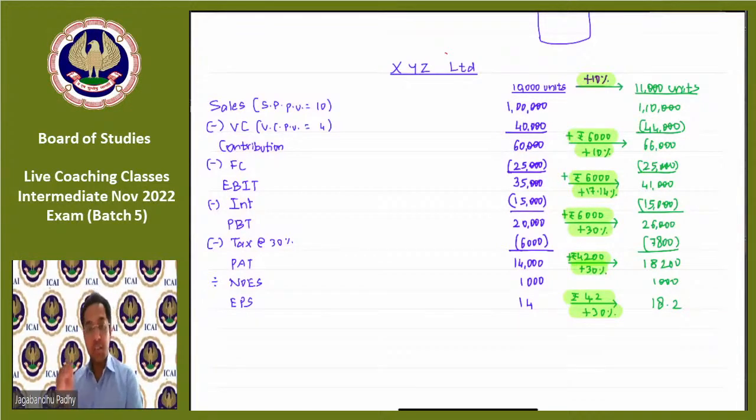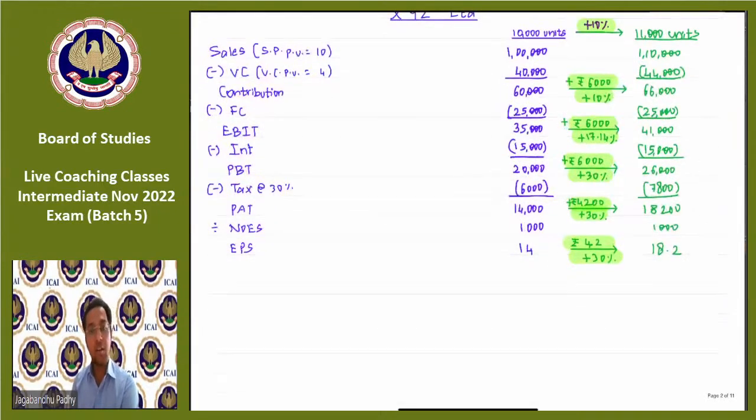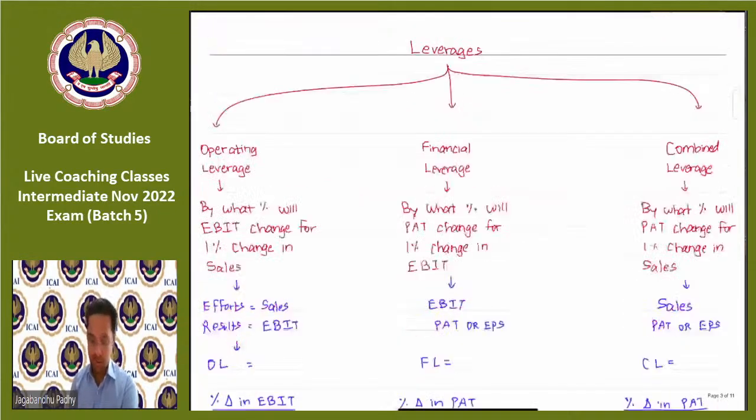Okay. Now, similar to fixed cost, there is one more which is called interest. Right? This fixed cost was triggering the operating leverage. Interest is going to trigger the financial leverage.